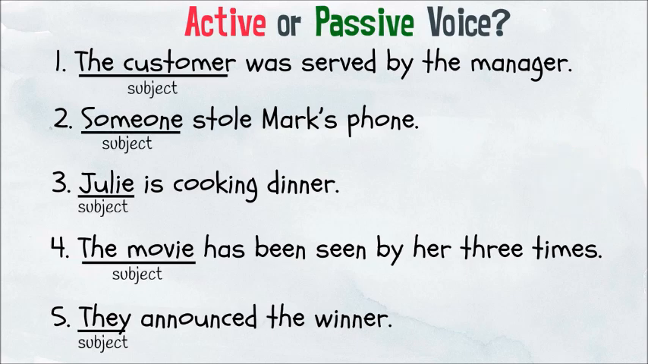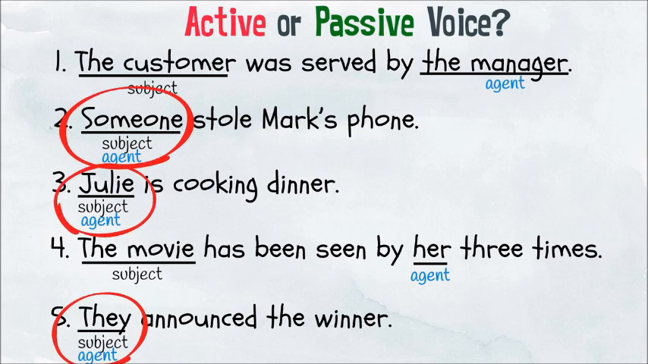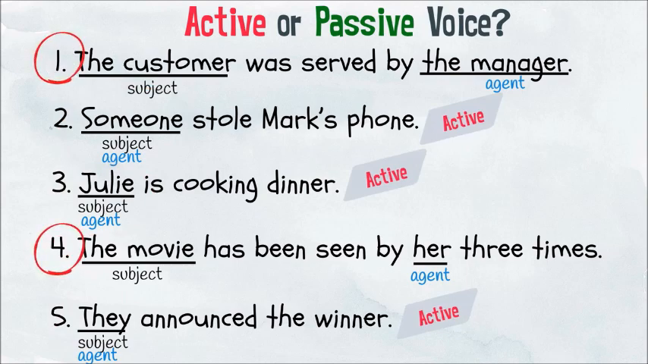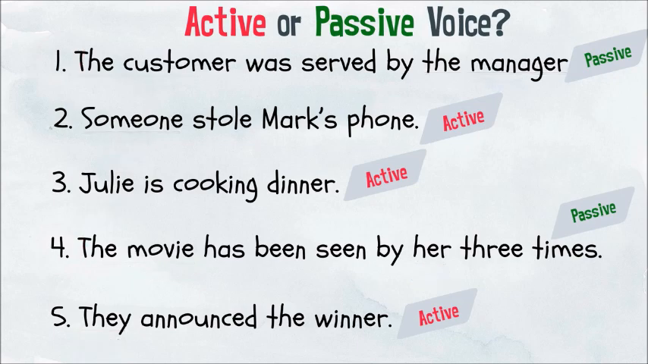Here is the subject in each sentence. Here is the agent or actor in each sentence. In these sentences, the subject and the agent are the same. This means they are active voice. These sentences are passive voice. Now rewrite each sentence, changing those in active voice to passive voice and vice versa. Pause while you work.